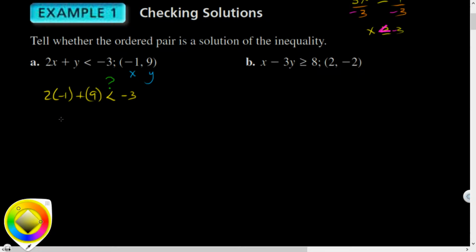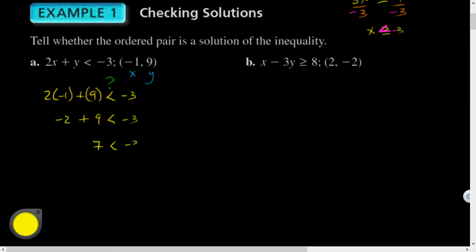So 2 times negative 1 is negative 2, plus 9, less than negative 3. Negative 2 plus 9 is 7. Is 7 less than negative 3? Yeah, 7 is bigger than negative 3. So that's false. That means negative 1 comma 9 is not a solution. Okay? Not bad, right? That's just like doing a check.